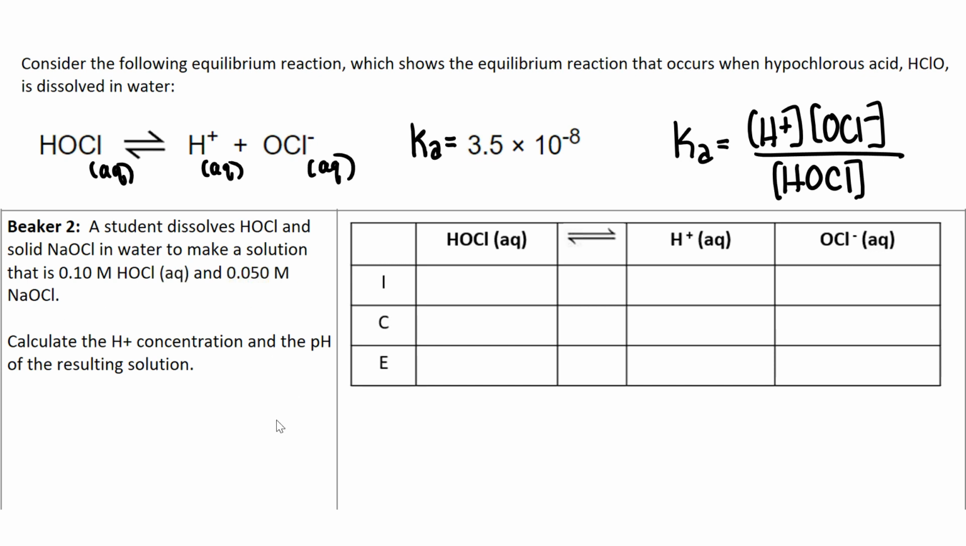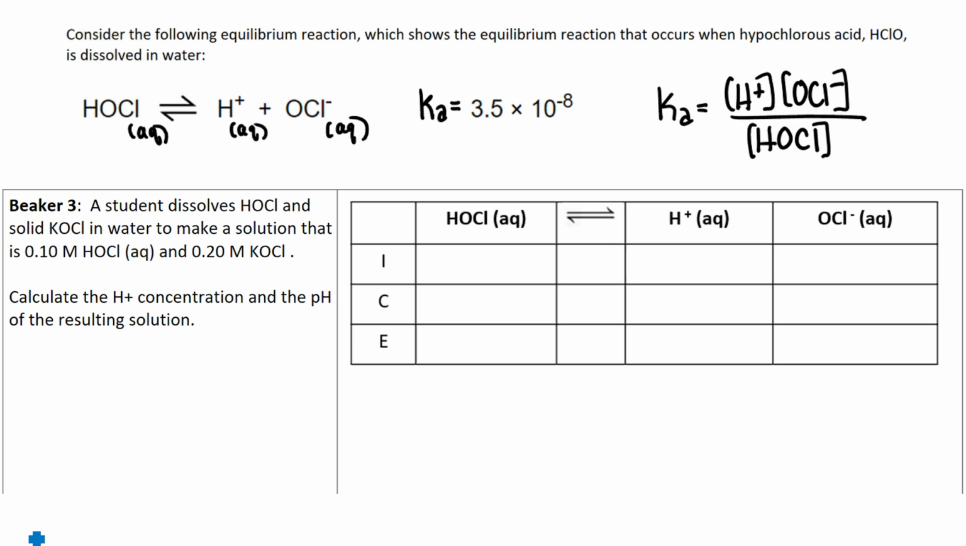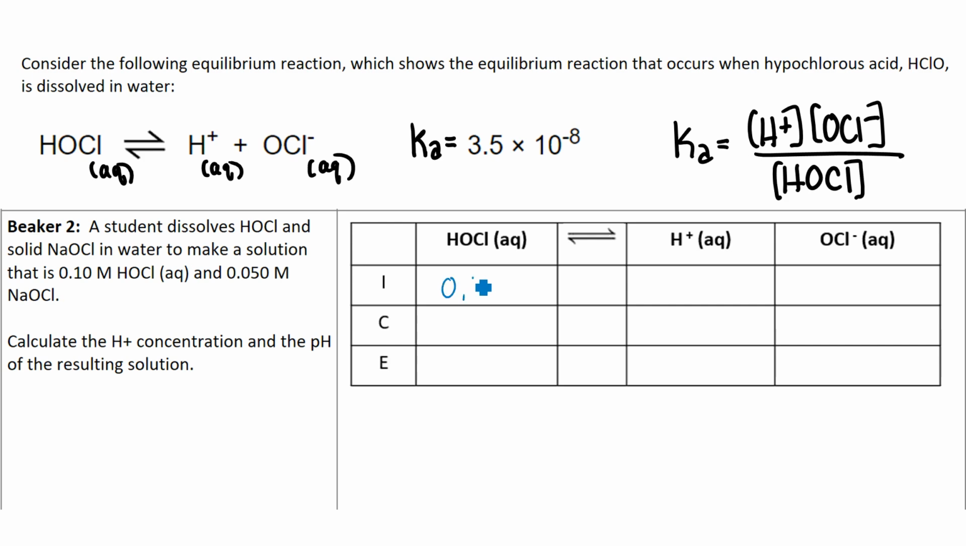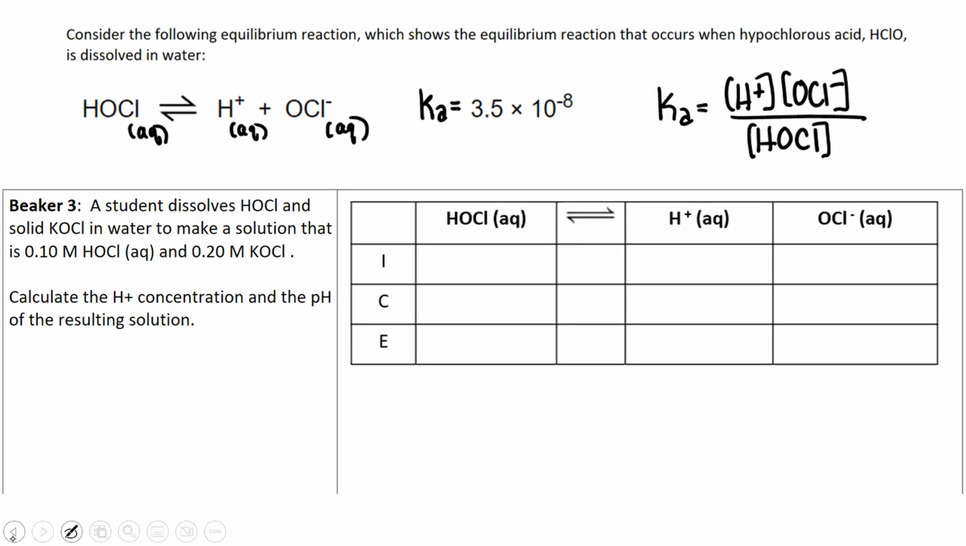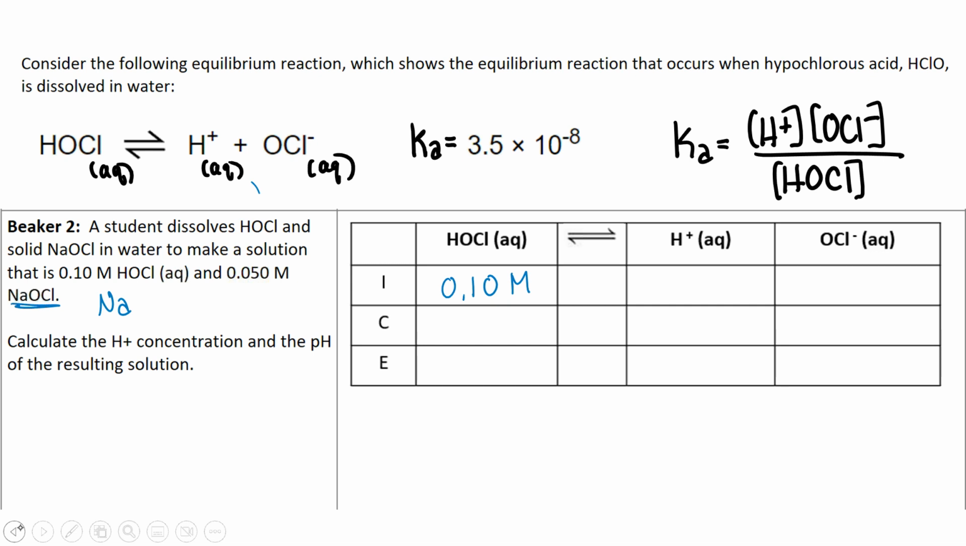So we're dissolving enough HOCl to make this a 0.1 molar solution. That's the same as our previous example, except now what's also present in the solution is some sodium hypochlorite. So this is an ionic compound. When you stick it in water, it's going to break apart into sodium ions and hypochlorite ions. So in our initial setup, we're going to have 0.05 molar hypochlorite ions also present in the solution. And we don't mention any hydrogen anywhere, so we're going to assume this is still 0.